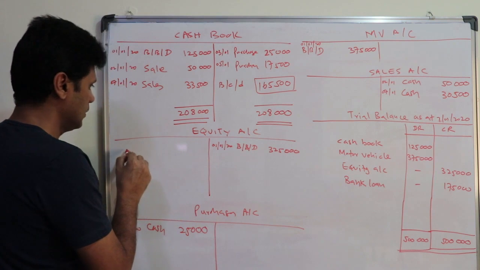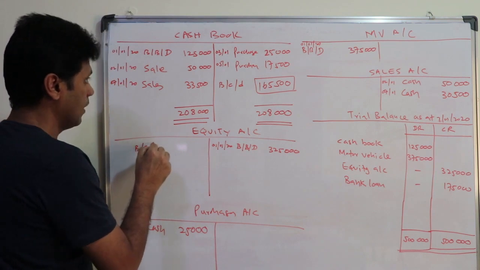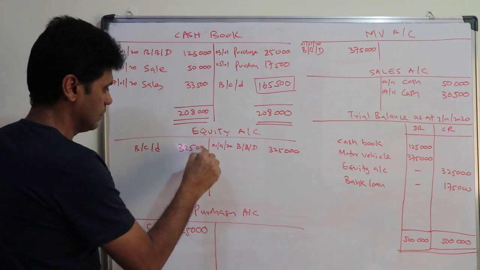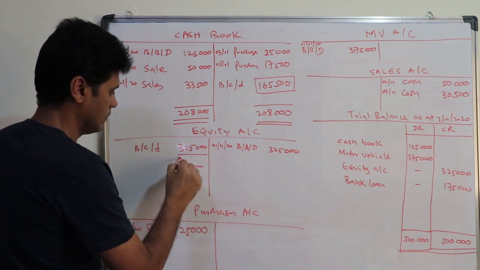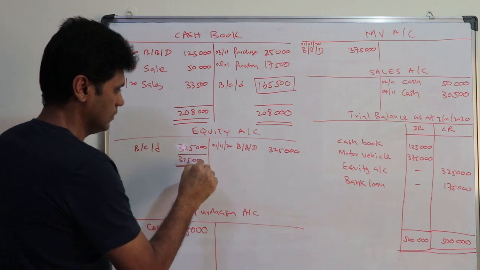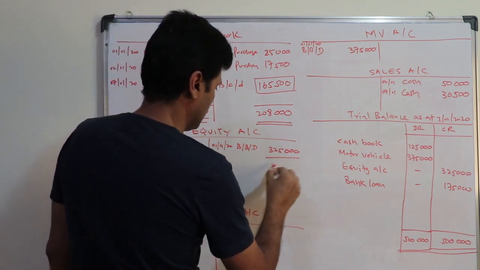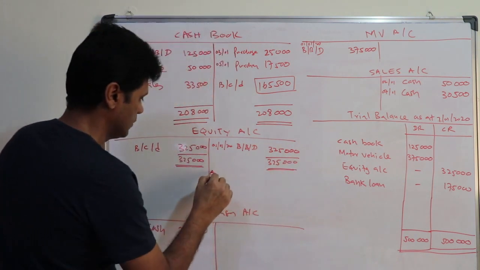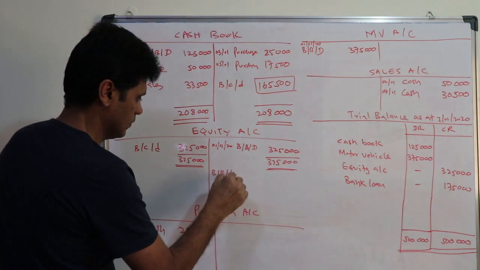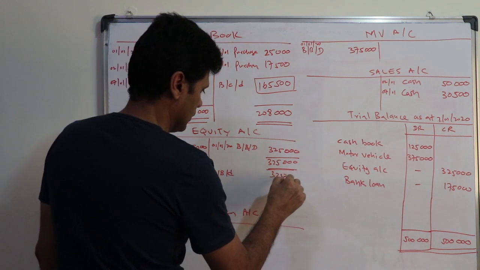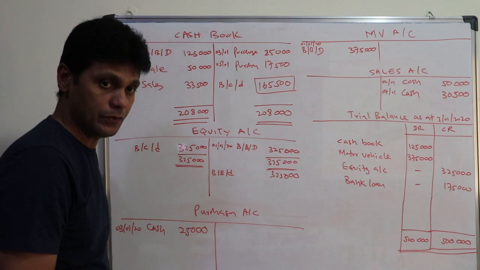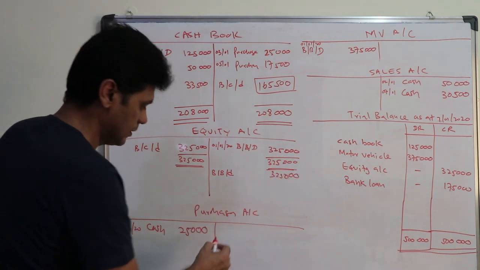No. Just balance carried down 325,000. Balance brought down 325,000. Is that right? Then the purchases account also you need to take to the trial balance.